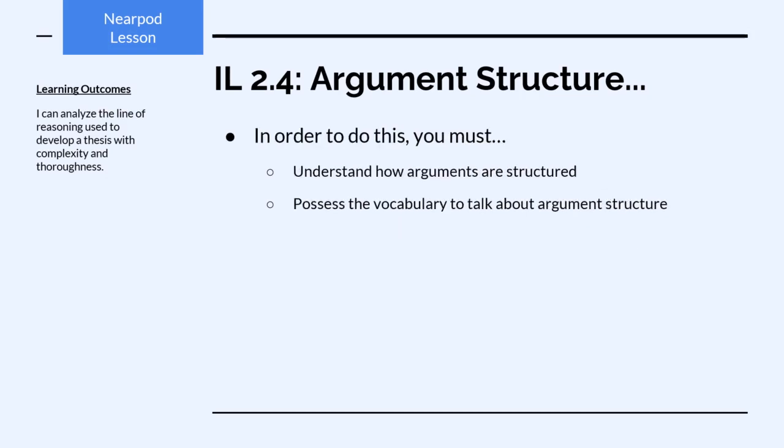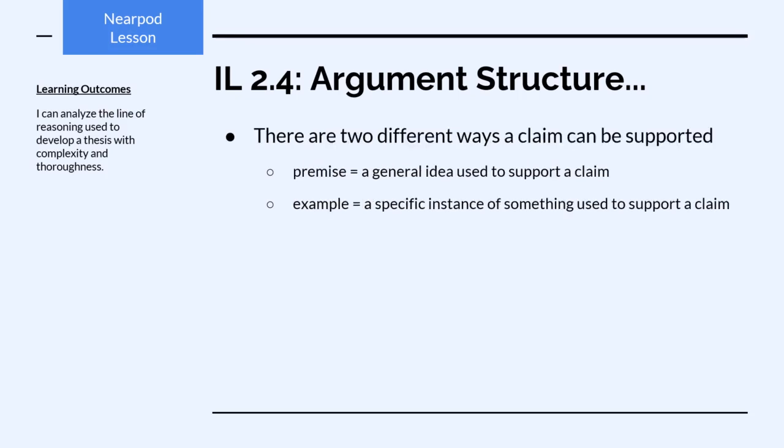In order to do all this, in order to be successful either analyzing or writing arguments on the AP Lang exam, you must be able to understand how arguments are structured. Okay, you need to get comfortable with mapping them both physically and kind of briefly in your head. You also need to build the vocabulary necessary to talk about argument structure. So let's look now at some key terms that you need to know in order to talk about argument structure.